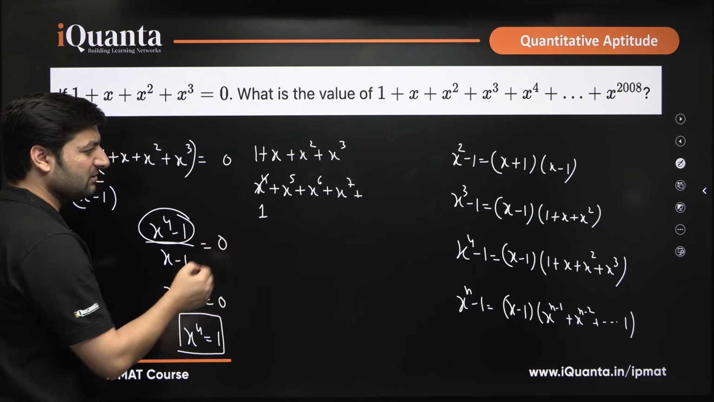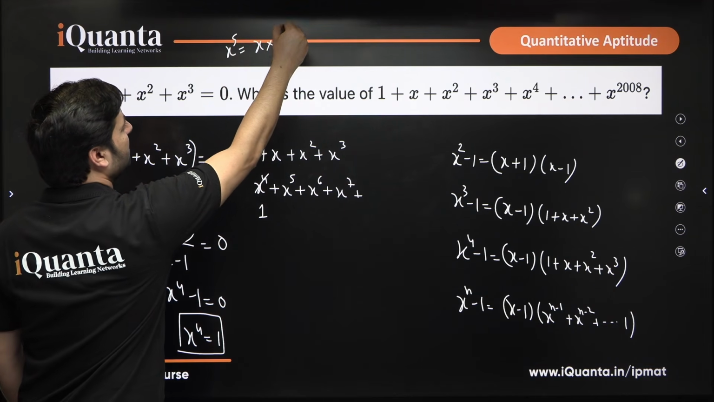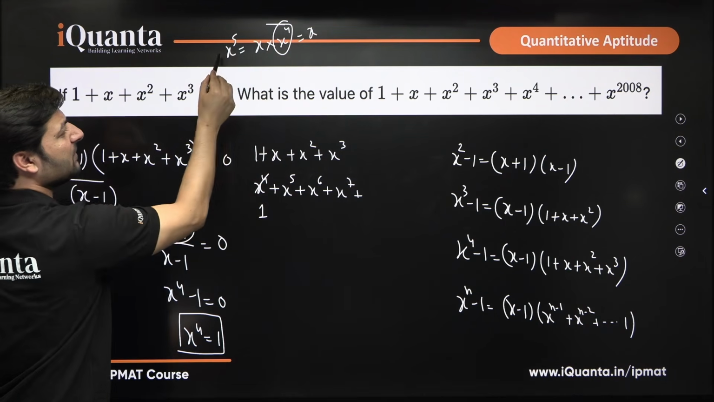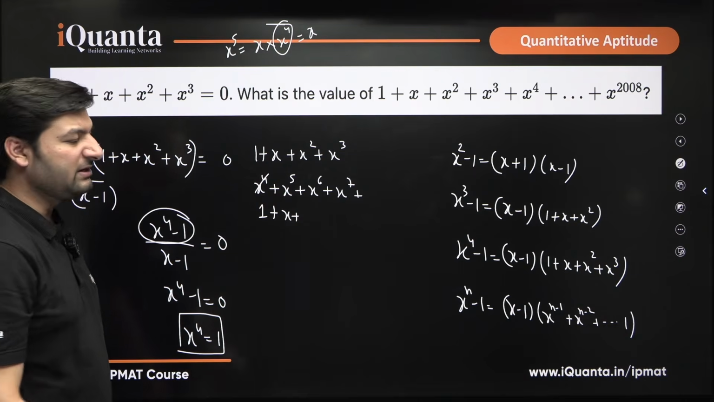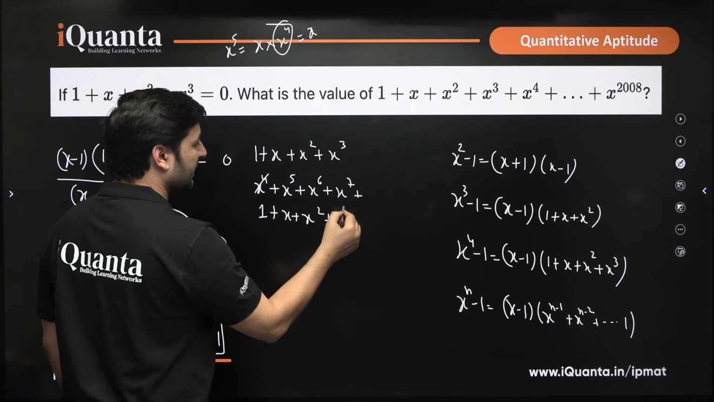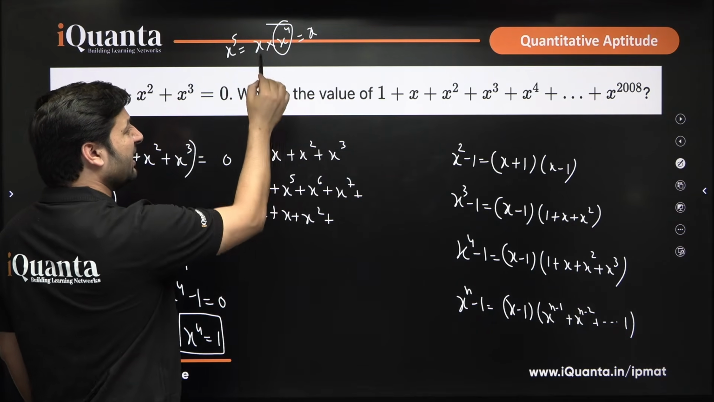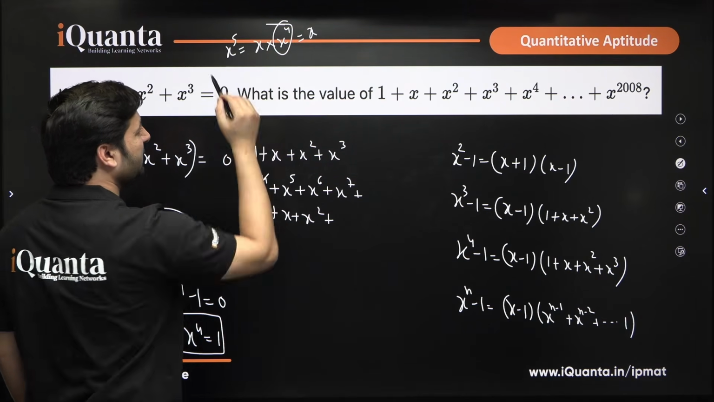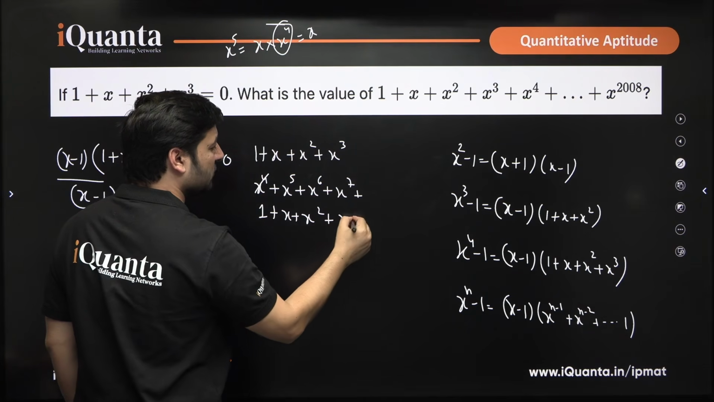Yes, from this result. Can I write x to the power 5 as x into x to the power 4, and x to the power 4 is 1, so 1 into x is x. So x to the power 5 ultimately becomes x. In a similar way, x to the power 6 can be written as x to the power 4 into x square. x to the power 4 is 1, so we will get x square here. And x to the power 7 can be broken as x to the power 4 into x to the power 3. Yes or no? So x to the power 4 becomes 1, and we get x cube here.